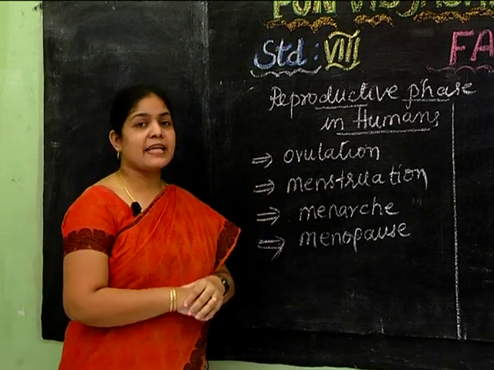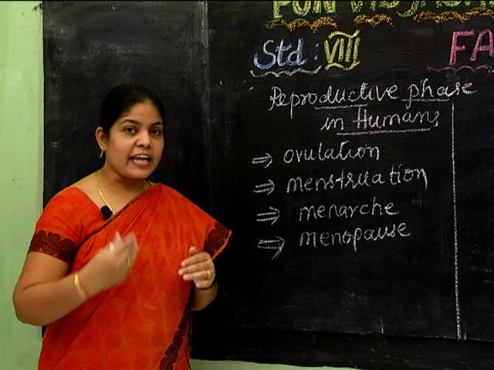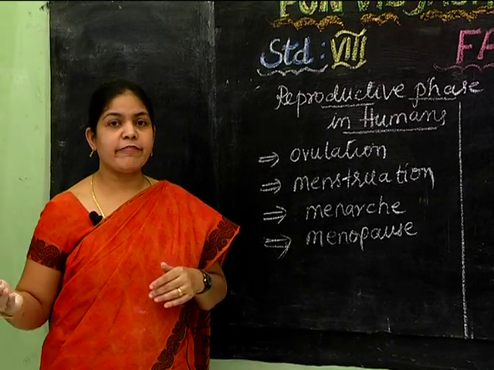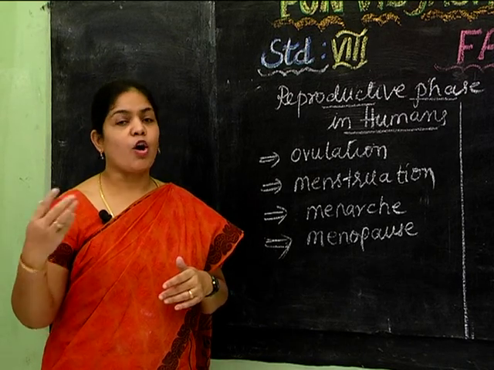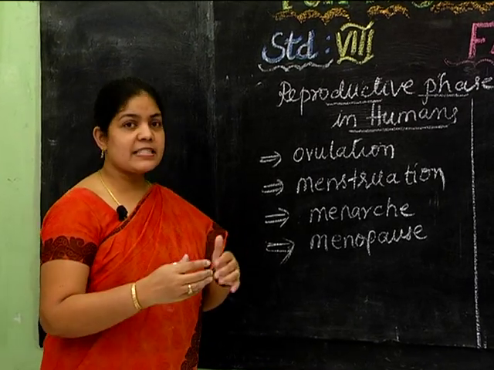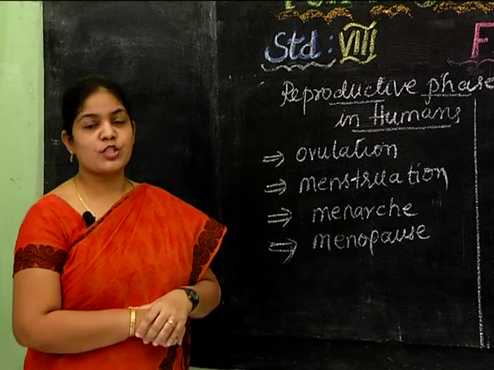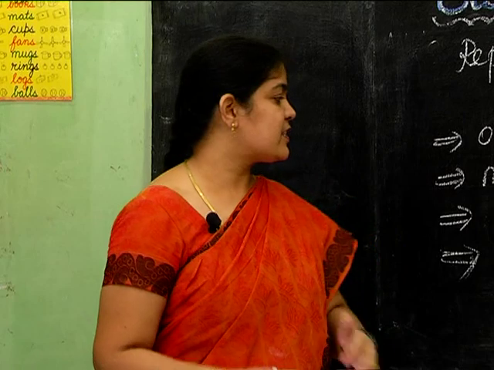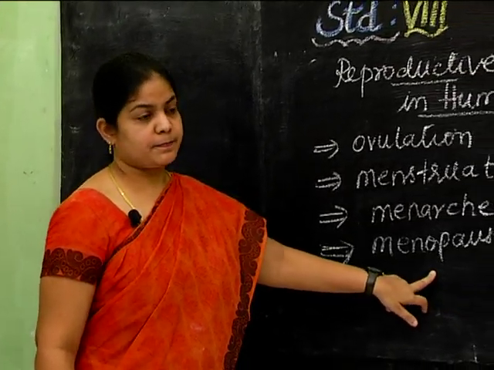This menstrual cycle will not last for a lifetime in a female. It ends at the age of 40 or 45 or 50 years, which is not constant in all females. At one stage, the menstrual flow stops and women lose the ability to bear children. This stage is referred to as menopause.